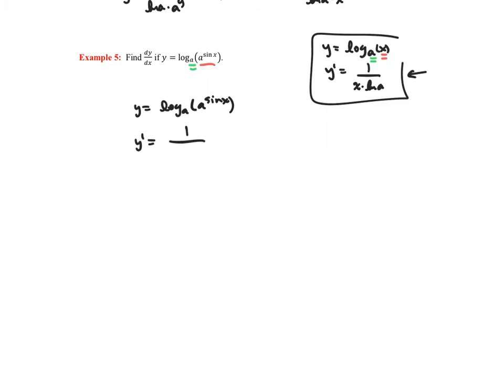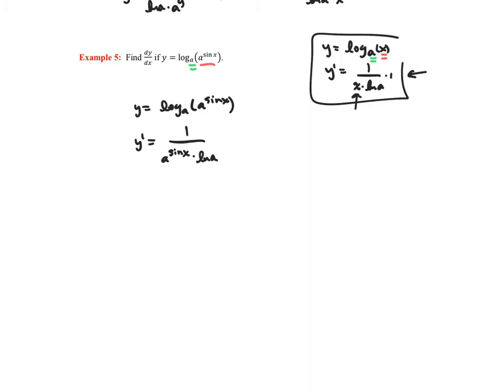So I'd have 1 over, in this case, x will be a to the sine x, times the ln of a. Now the one thing I'm missing here is that the derivative of x ended up being 1. So it didn't really show up like it has in the past. You know, with e to the x, we said, well, what's the ln of e? It's 1. That's why we get 1 over x for the derivative of ln of x.